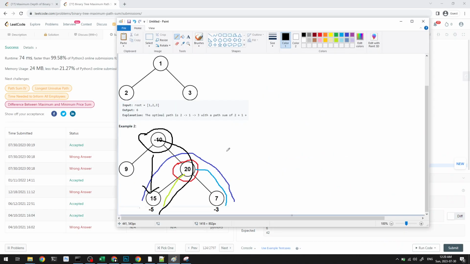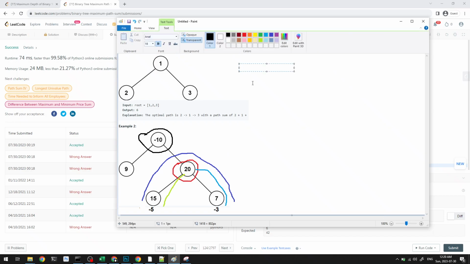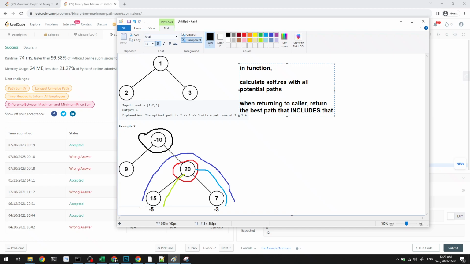That's the answer. So let me just explain this final part again, because I think that one might have not been too clear. But basically, I want to summarize this in just a few steps. So in the function, basically what we want to do is calculate self.res with all potential paths, right? All potential paths could be just a parent in itself, left-hand side plus parent plus right-hand side, or maximum of left and right plus the parent. Otherwise, when returning to the caller, return the best path that includes the parent.